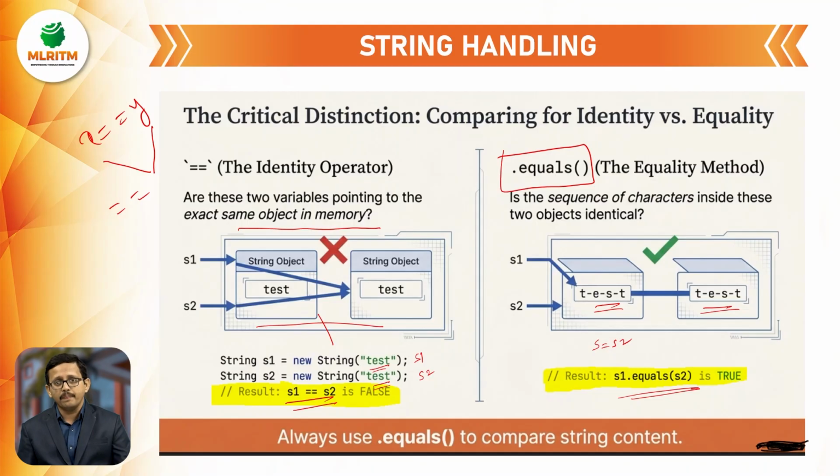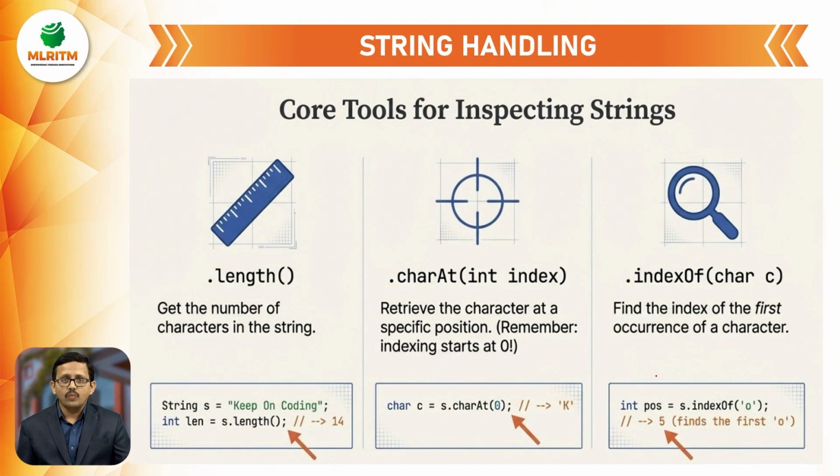Okay, so this is one of the important things we have to understand about strings: double equals gives false, whereas when you want to compare and see whether they are equal, we use the equals method. Right. So what are the core tools for inspecting strings? If you want to compare or use any other methods, there are some core tools.